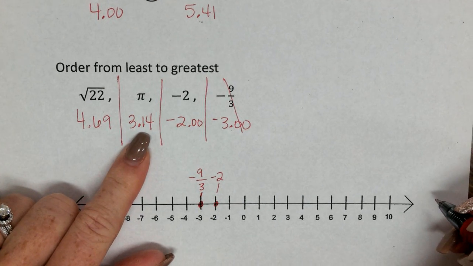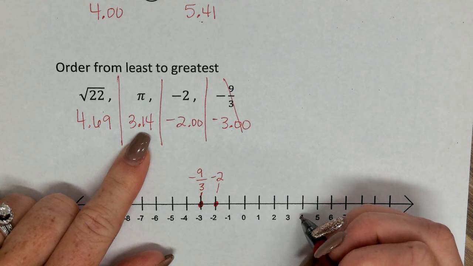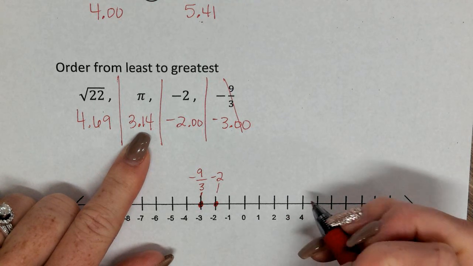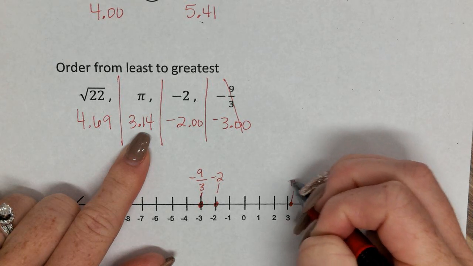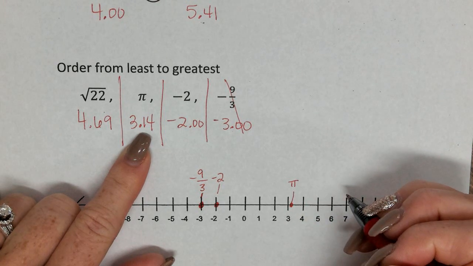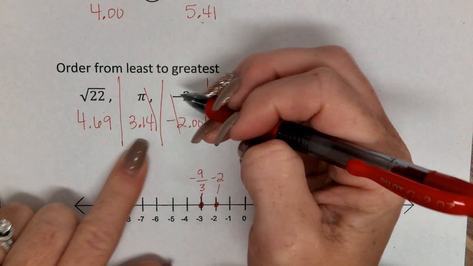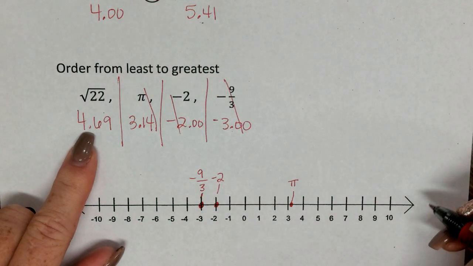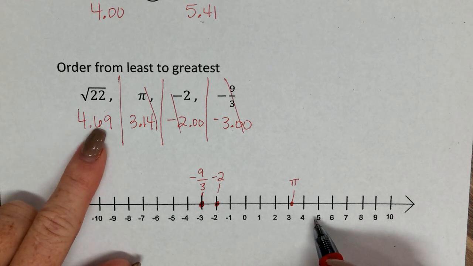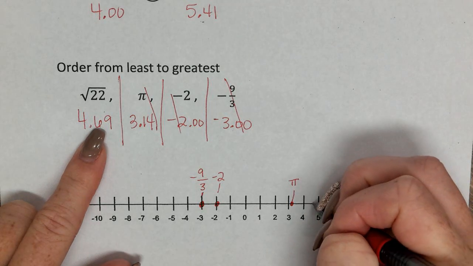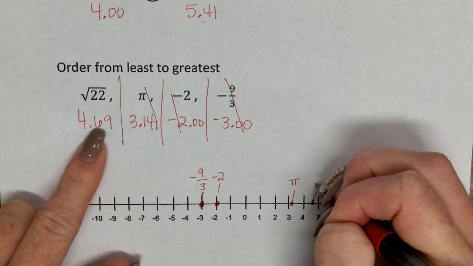Pi is going to go right between $3 and $4, so pi is going to go closer to 3. And $4.69 is going to go between what? $4 and $5 right here, so closer to the 5 a little bit. So that's the square root of 22.